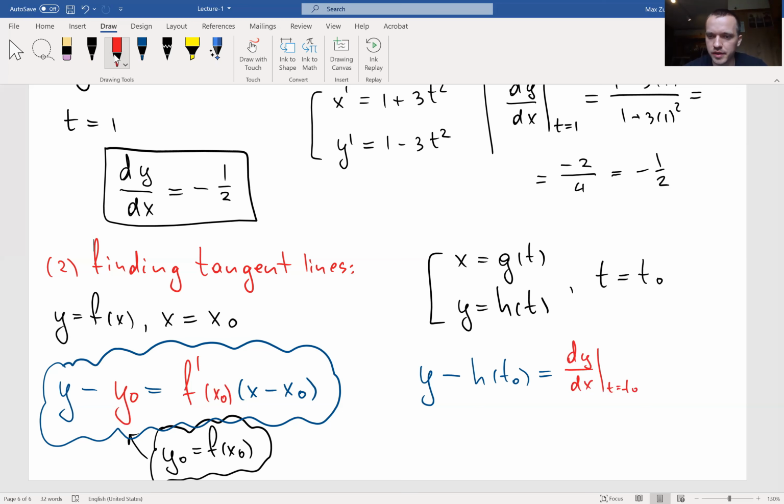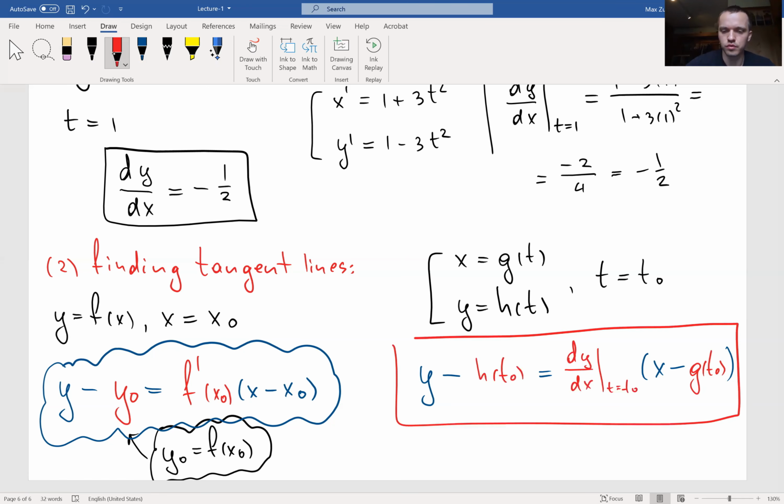And then I'm going to have x minus x naught, but x minus x naught is going to be x minus g of t naught. And here is also this unknown. Okay, and this is going to be our second formula that you need to remember. So basically, I didn't introduce anything new. I just rewrote the previous equation of the tangent line in terms of the parametric equations.